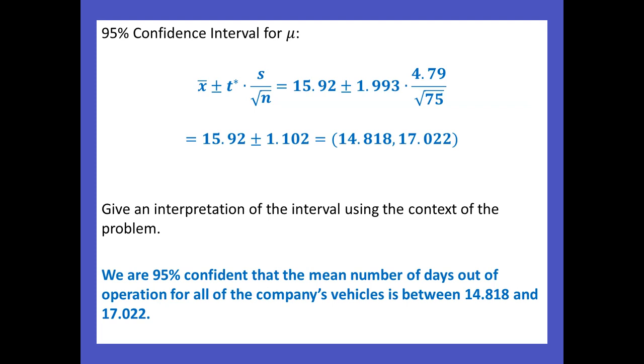And then the interpretation, so 95% confident at the beginning, endpoints at the end, and the parameter in the middle, it's a mean. The population is all the company's vehicles, and the specification is the number of days out of operation. So what's there? We're 95% confident that the mean number of days out of operation for all the company's vehicles is between 14.818 and 17.022. I think that's about as short as you can get that while still getting everything in.